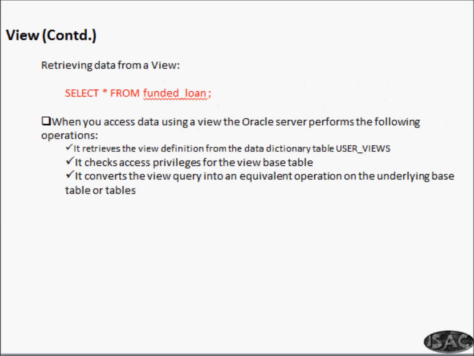Retrieving data from a view. You just use the view name here. Okay. Just select star from funded loan. When you access data using a view, the Oracle server performs the following operations. It retrieves the view definition from the data dictionary table, user views, where all the views information is stored, and it checks access privileges for the view's base table, and it converts the view query into an equivalent operation on the underlying base table or tables, and then it will retrieve the data and display it. Okay.